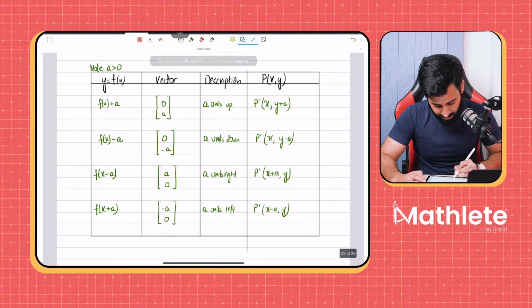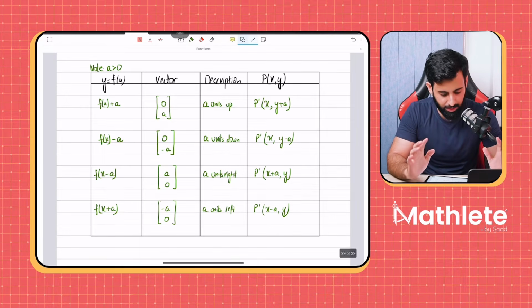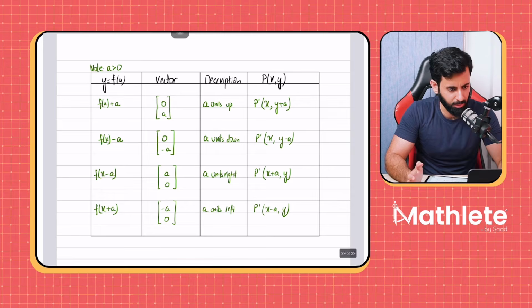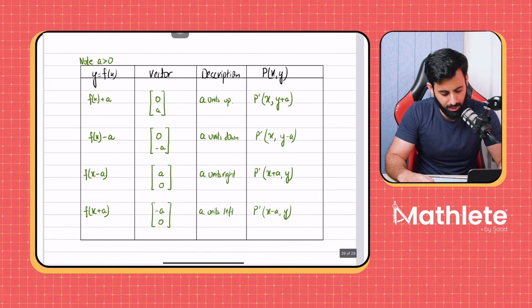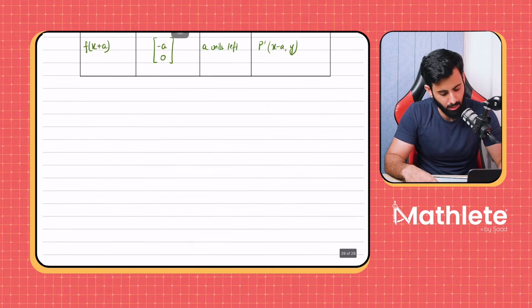So we've seen what happens graphically. We've seen what happens to the equation. And that's all there is. As far as translation is concerned, that's all there is. What we're going to do now is solve some questions. So if you have any questions so far, please feel free to ask. Okay, great.